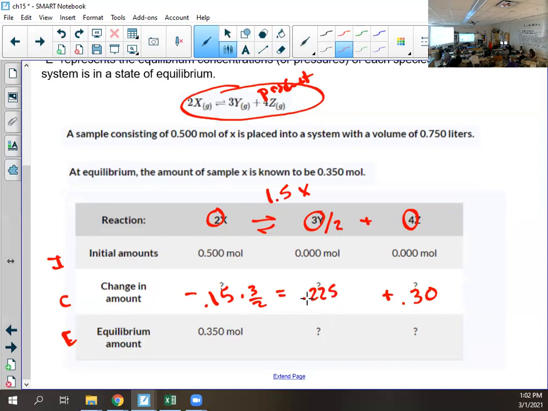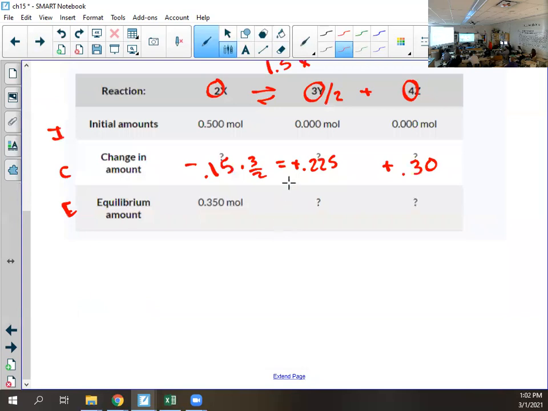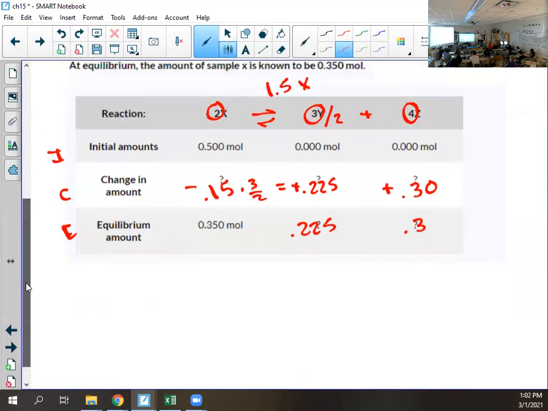And then you just add. Is that a positive or a negative there? It's positive, product. Okay, now we just do the math. 0 plus 0.225 is 0.225. 0 plus 0.3 is... And then we're ready to plug it into the expression.